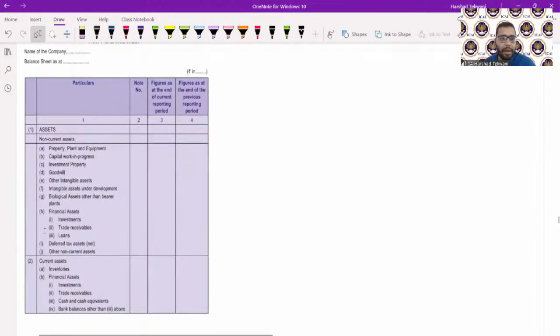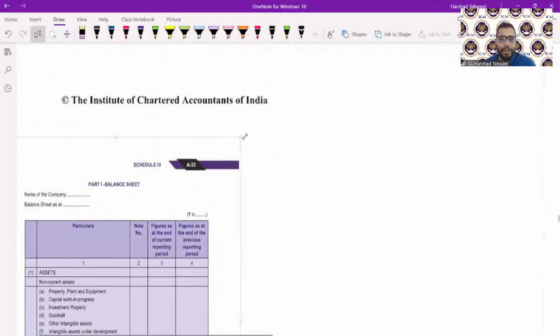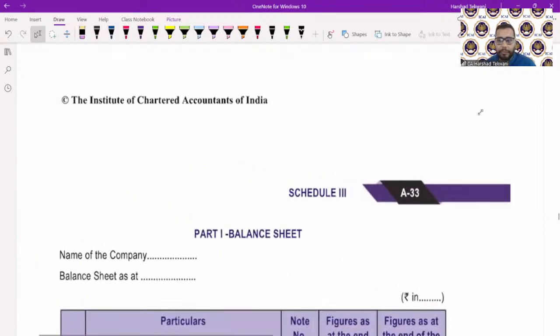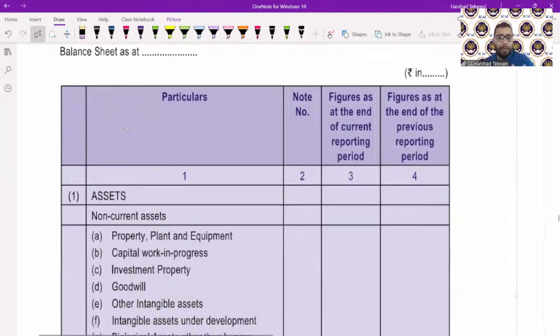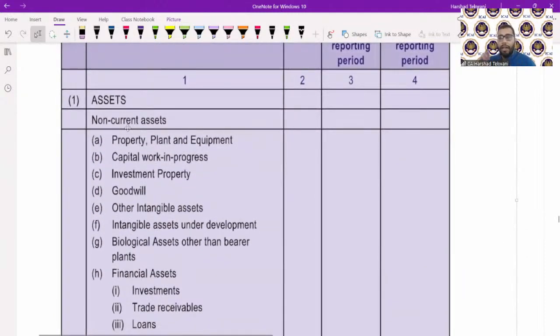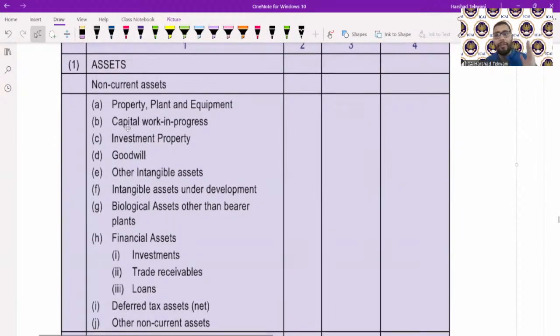Now starting with Division 2's financial statement. Part 1 talks about the balance sheet. In Division 1 we saw the balance sheet used to start from equity and liabilities. Here we are seeing that the balance sheet is starting from non-current assets. So first we will be dealing with the asset portion in Division 2, and then we deal with the equity and liabilities. Hope I'm clear.